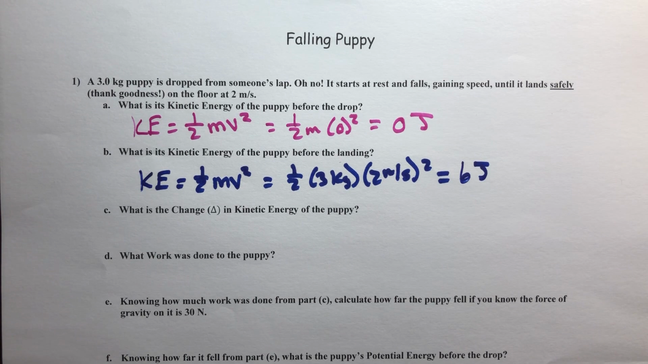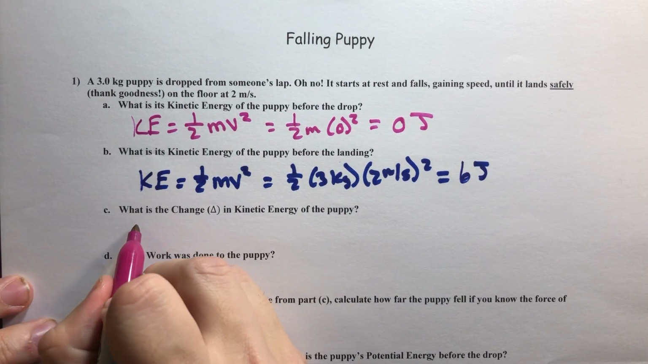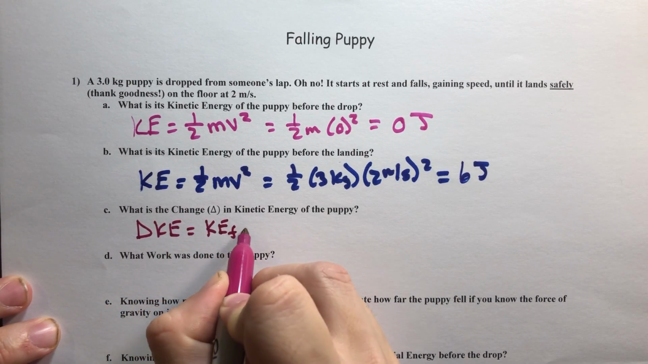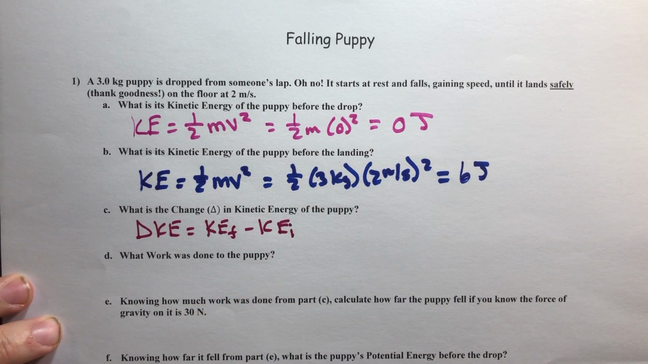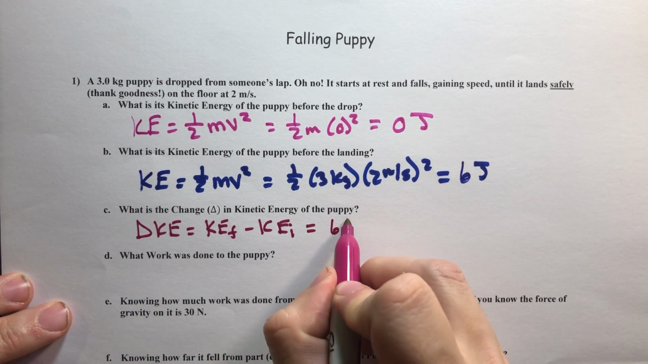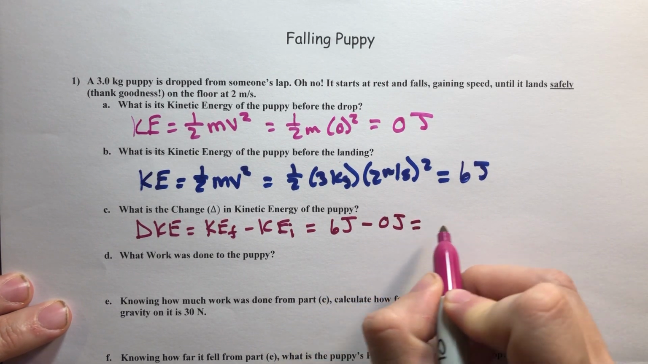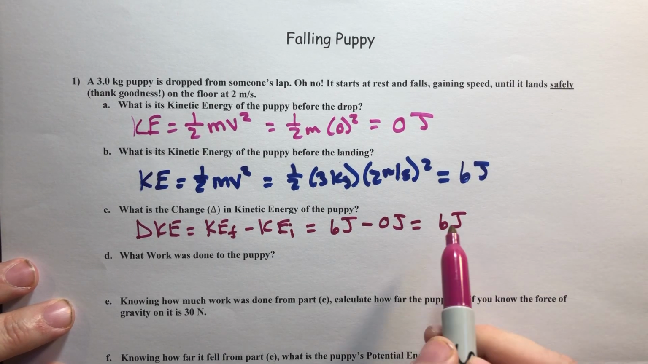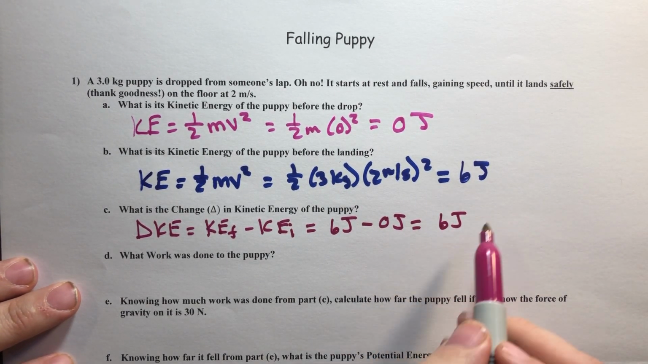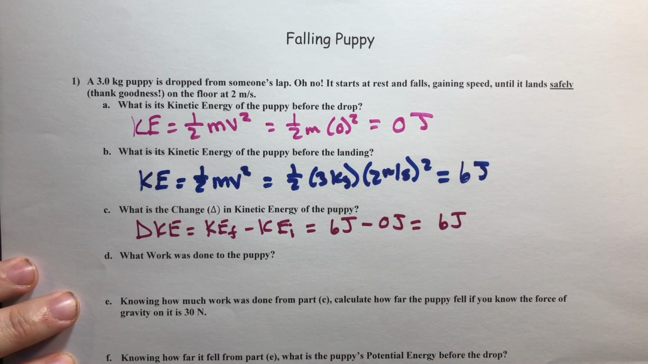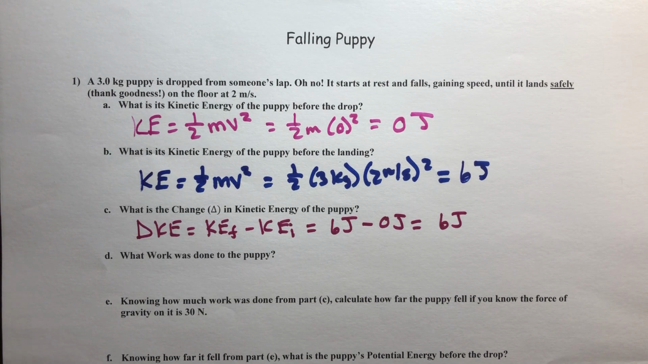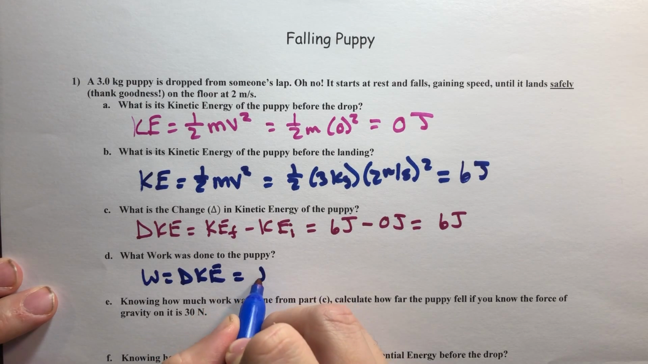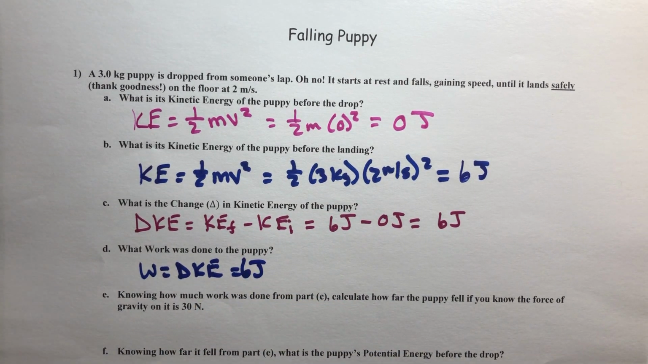So change in kinetic energy of the puppy. Well, how much did it start with? How much did it end with? So change in kinetic energy is simply kinetic energy final minus kinetic energy initial. So our final was 6 joules right before it landed, minus initial of 0 joules gives us a 6 joule change, which makes sense. It's got max kinetic energy at the bottom, nothing at the top, so it's simply subtract the two. And what about work? Well, work is defined as the change in kinetic energy, which we just solved for was 6 joules.